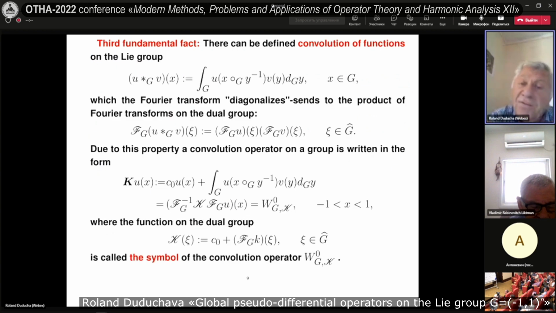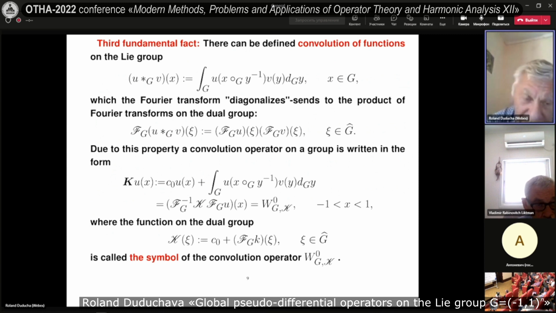Third fundamental fact: we can define the convolution of functions on the Lie group. It's written here, the convolution. And this convolution can be written as a convolution operator. So you can take, oh, here is missing f minus 1, sorry. You take the Fourier transform of the function, and then you multiply by a function, by the symbol. Okay, everything is correct. Here is the simple property that the Fourier transform transforms convolution to multiplication.